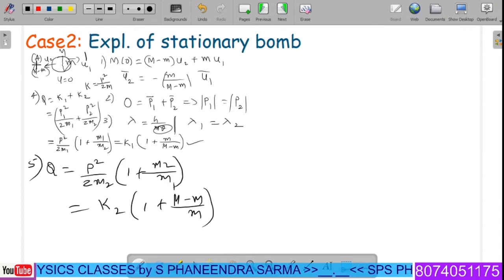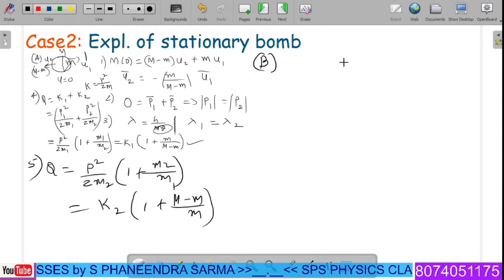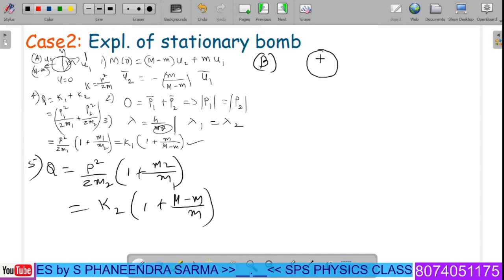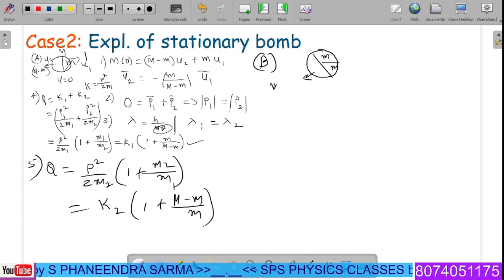This is point A, for the explosion of a stationary bomb. In this particular example, the system, the stationary bomb, exploded into two parts. Now, let us consider part B, part B of case 2. A stationary bomb explodes into three parts such that the two lighter parts have the same masses and the other has mass capital M minus 2m.